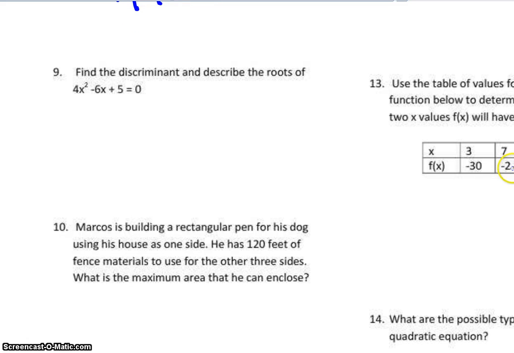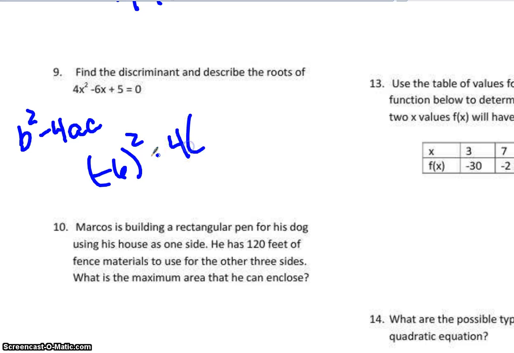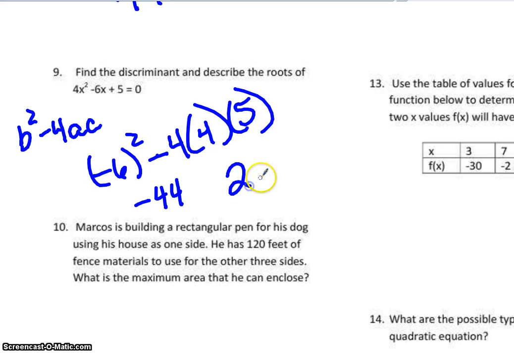Number 9, find the discriminant and describe the roots. We talked earlier, b squared minus 4ac is your discriminant. So -6 squared minus 4 times a, which is 4, times c, which is 5. Punch that in your calculator and you get -44. So once again, it's going to be two imaginary because that's a negative number.